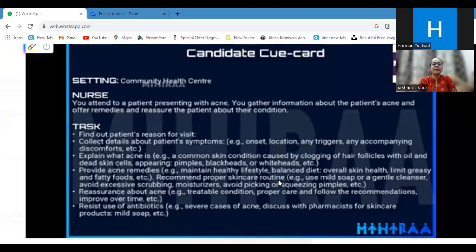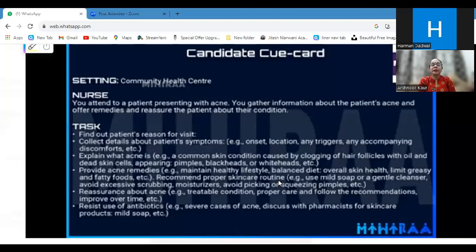Then the patient will tell you that I have come with the problem of acne. Then you have to ask another question, that is, how would you like to be addressed? The patient will tell you that my name is Jenny, or any name the patient tells you. Then you may start with the role play in the same way. My name is Jenny, and I have come with a problem of acne.